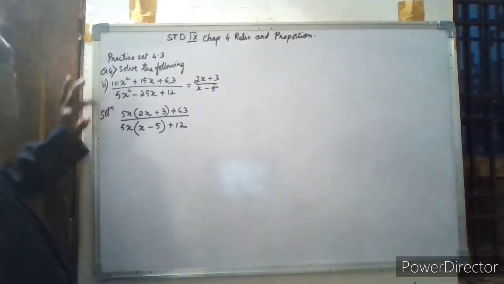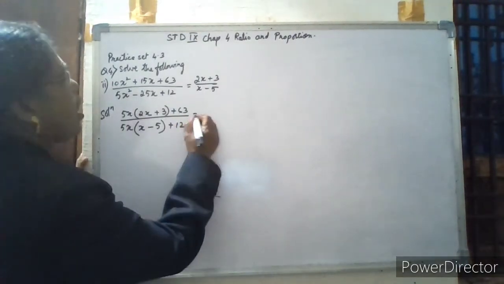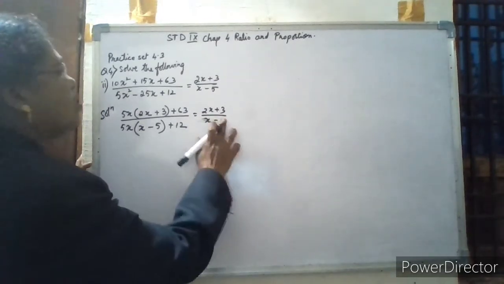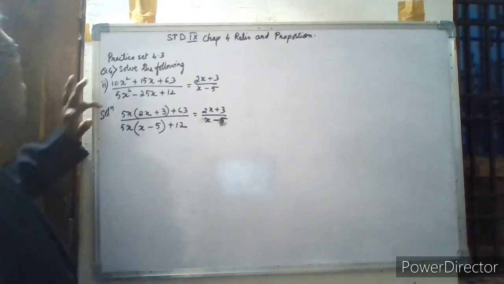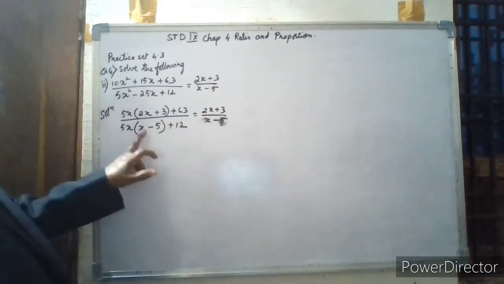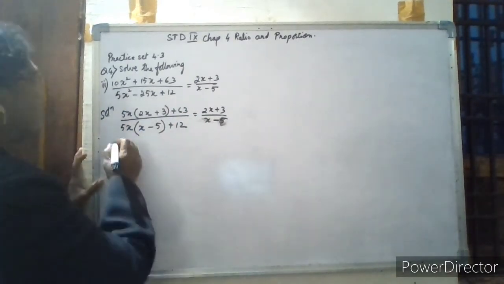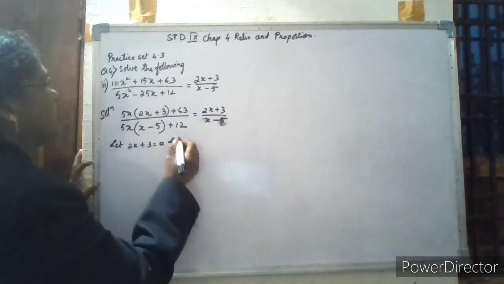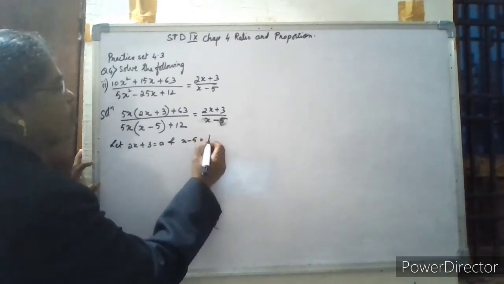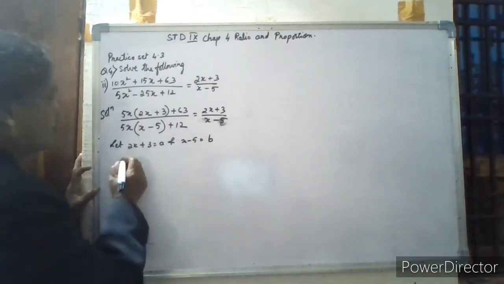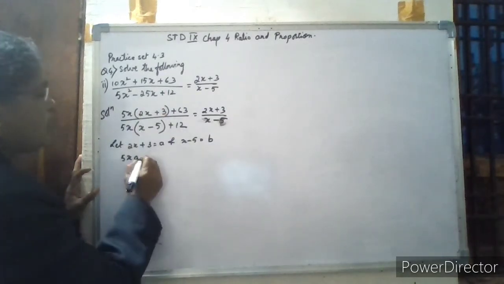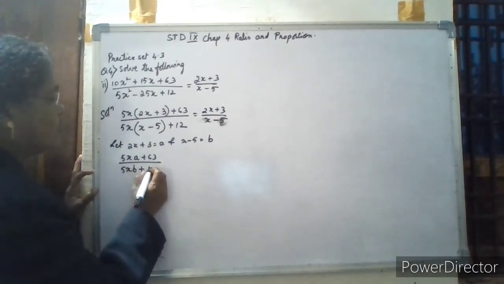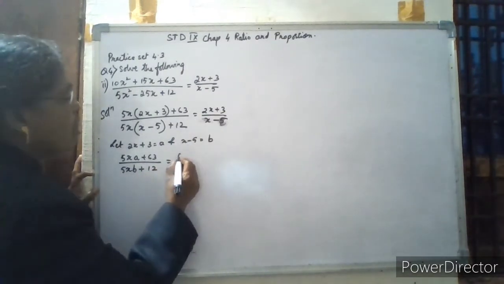Now you can see this is equal to (2x + 3)/(x − 5) as it is. You can see 2x plus 3 and 2x plus 3, x minus 5 and x minus 5 repeating. So let 2x plus 3 be A, and x minus 5 be B. We substitute the values of A and B. So it is (5xA + 63)/(5xB + 12) equal to A/B.